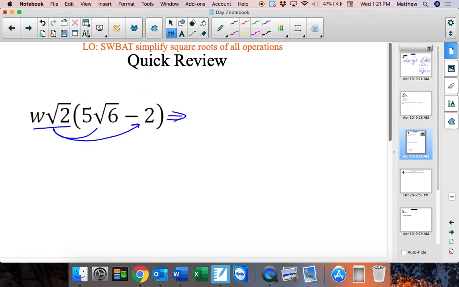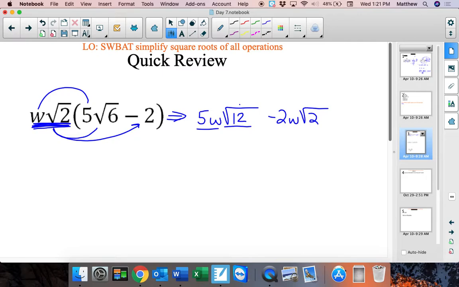So W times 5, my outside times outside gives me 5W on the outside, and 2 times 6 is 12, so root 12, minus 2W root 2. So again, I just distributed the W root 2 to the 5 root 6 and got this. 5W on the outside, root 12 inside. Then I went back and distributed the W root 2 over to the minus 2, and I got minus 2W root 2.